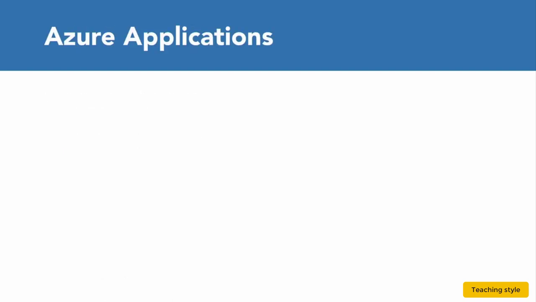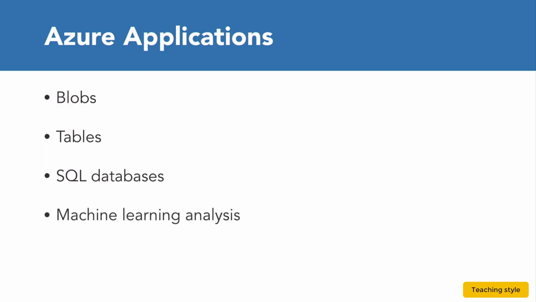Conversely, Microsoft's Azure allows you to connect to data sources like blobs, tables, SQL databases, and even to data analyzed through machine learning technologies. The databases work very much like the on-premises servers much of the time, except the users access them through the cloud instead of the on-premises server.